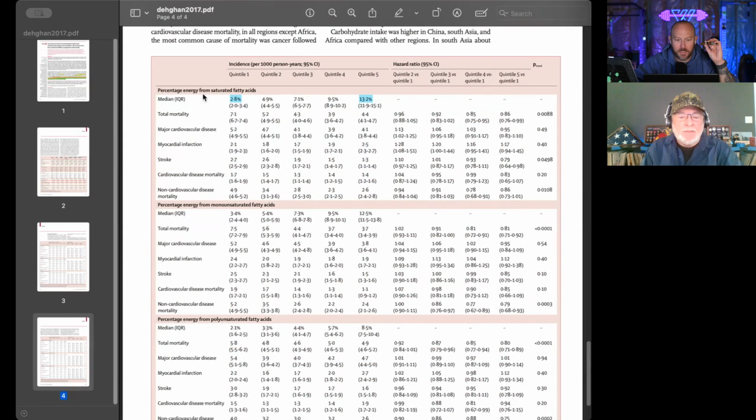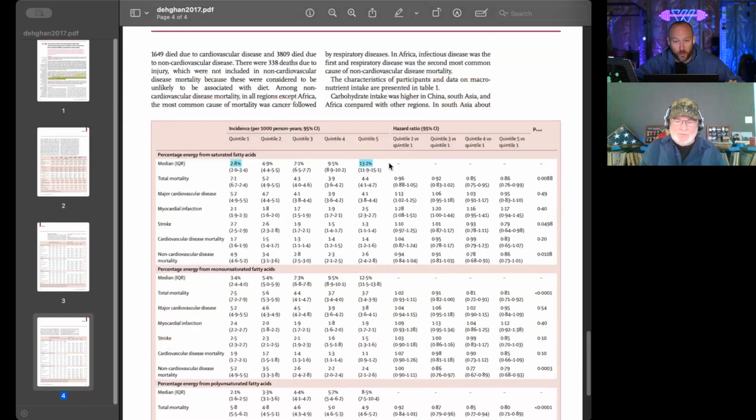We scroll on down to the individual fatty acids. So percent of energy from saturated fatty acid, the lowest amount is 2.8, quintile 1, and quintile 5 is 13.2. Now, is 13.2 more in line with the current recommendations, or does that suggest we need to reevaluate everything? No, it's pretty darn close. Absolutely. This does not suggest at all that a diet consisting mainly of ribeyes and butter is more supported by this paper than the current guidelines. If anything, this paper thoroughly supports the guidelines.